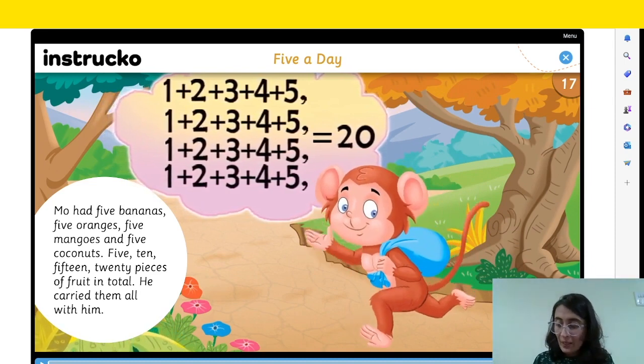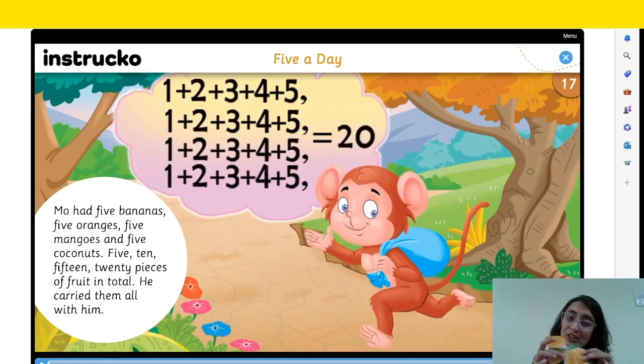So first let's start counting with the bananas. 1, 2, 3, 4, 5. 5 bananas. Now we will start counting from 6. So 6, 7, 8, 9, 10. So bananas and oranges total 10 fruits, right? Then now we will count the mangoes. So 11, 12, 13, 14, 15.